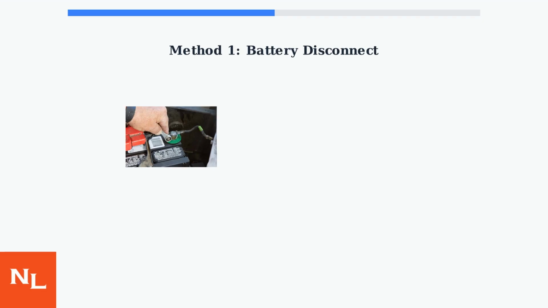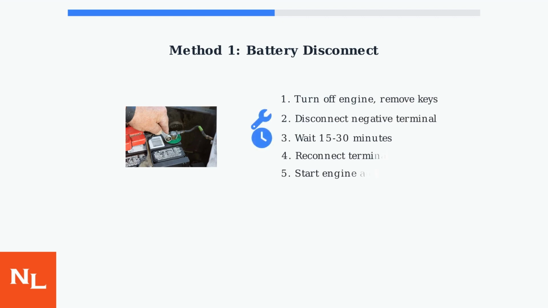This method works by clearing the vehicle's computer memory. First, turn off your engine completely and remove the keys. Then disconnect the negative battery terminal using a wrench. Wait 15 to 30 minutes before reconnecting.